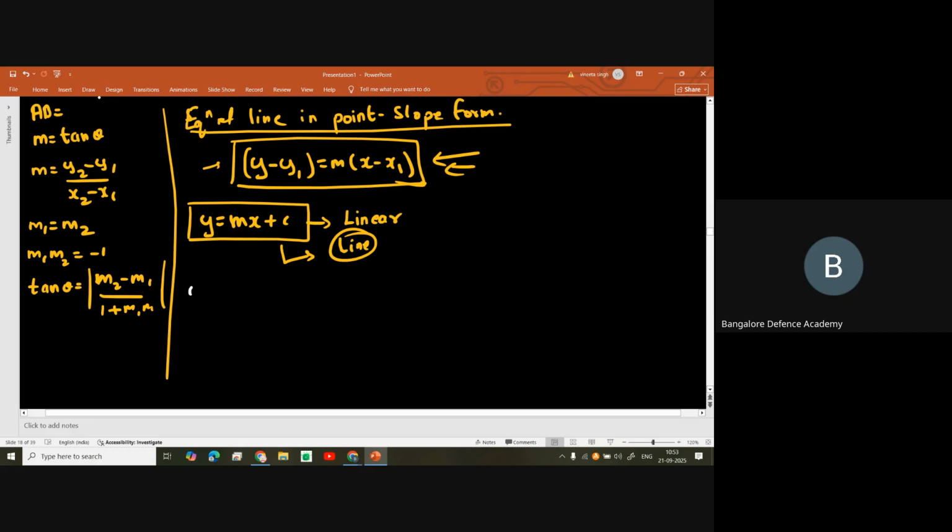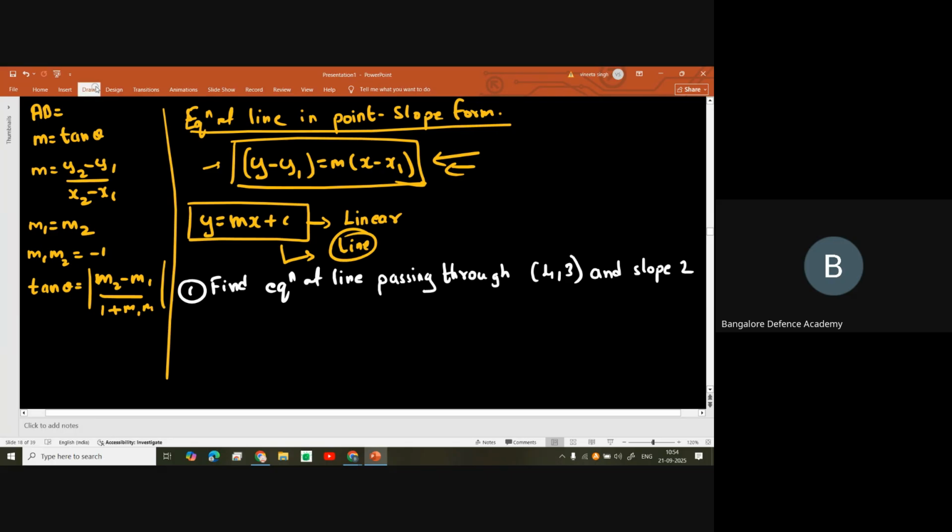Take down the first question, everyone. Find the equation of the line passing through the point 4 comma 3, and the slope is given as 2.